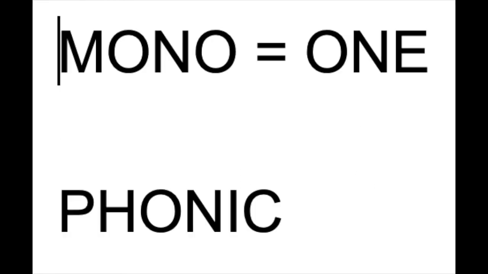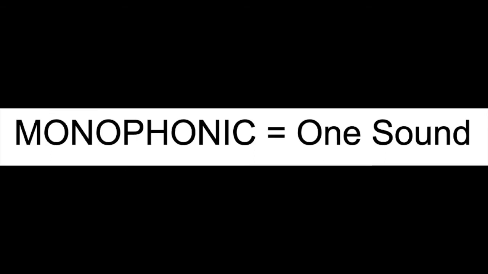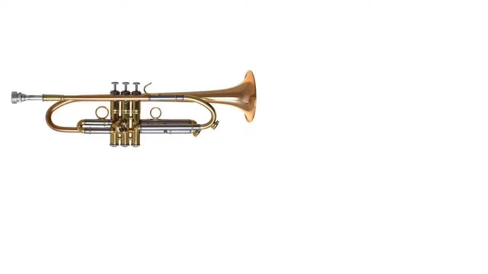So, when we talk about monophonic texture, we're talking about the most simple texture that we can really get musically. So, let's break it down. Mono means one. Phonic, sound. So, monophonic put together means one sound, and that's literally it. Monophonic means one sound. An example of a monophonic texture would be any instrument playing by itself. If there's only one instrument playing, there is only one sound being made.